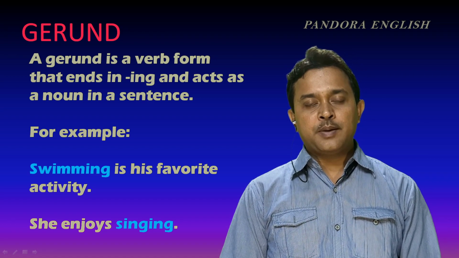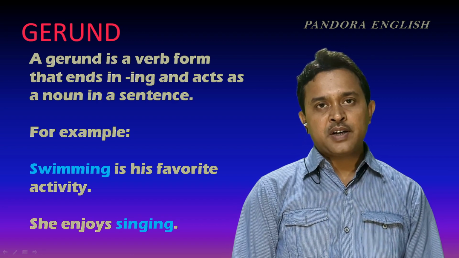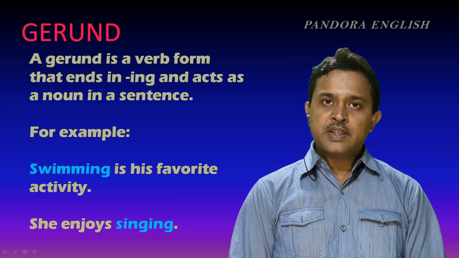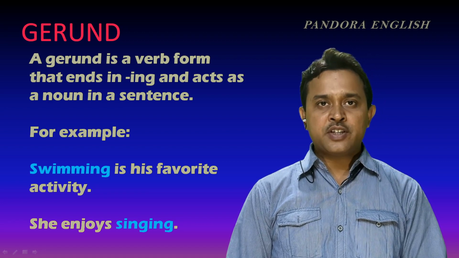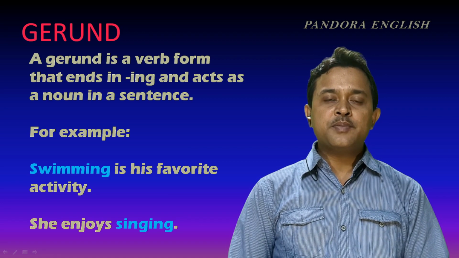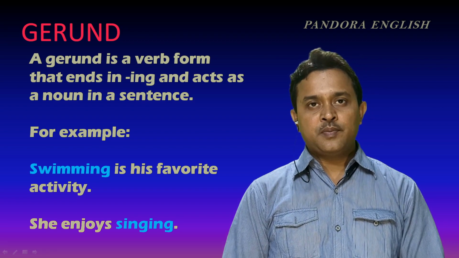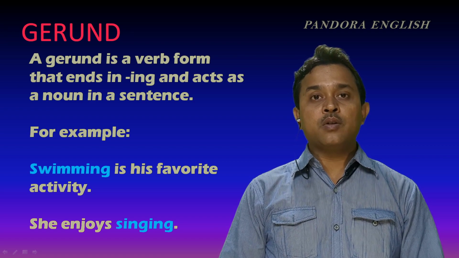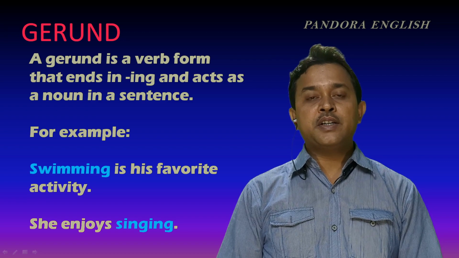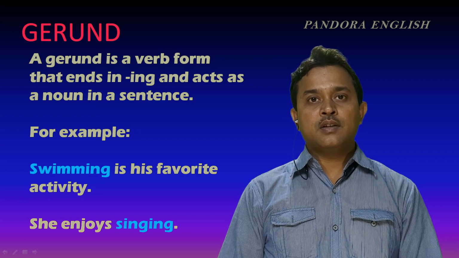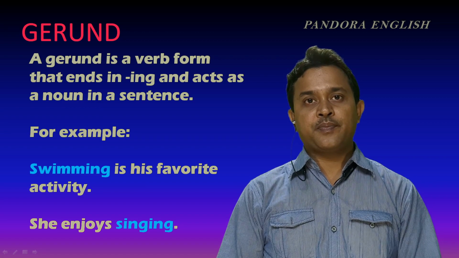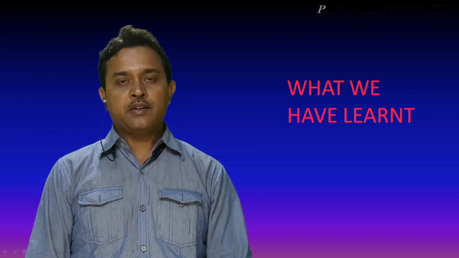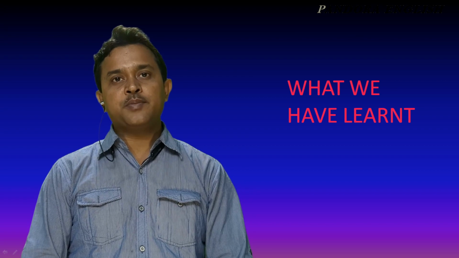The main difference between a present participle and a gerund is that a present participle ends with ing but is used as an adjective that describes an ongoing action. A gerund is a verb form that also ends with ing, but it is used as a noun or a pronoun in a sentence.